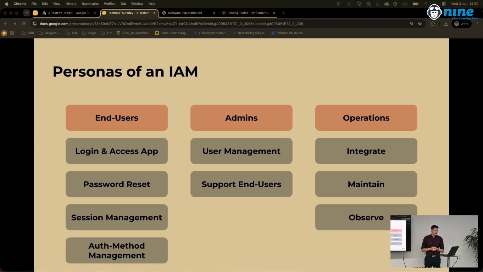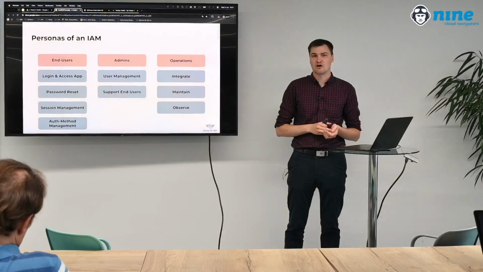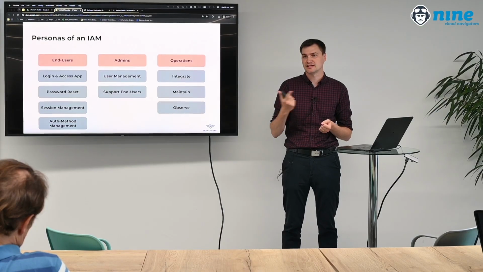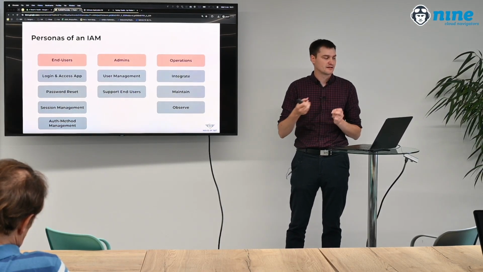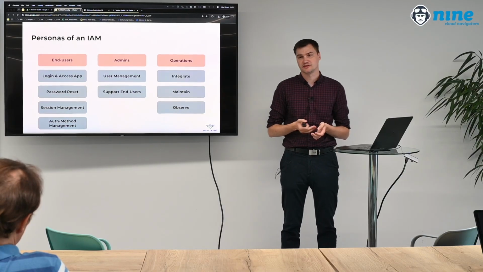For example, there can be many personas from identity and access management, like the end users, the people who want to log in and access an application. They want to reset their password when they forget it. They want to do session management, like the sessions they have on their laptop, on their mobile phone, on another laptop. They want to decide how to authenticate with a password, with a second factor, with passkeys, with all these different things. And then there's the administrator who does user management.